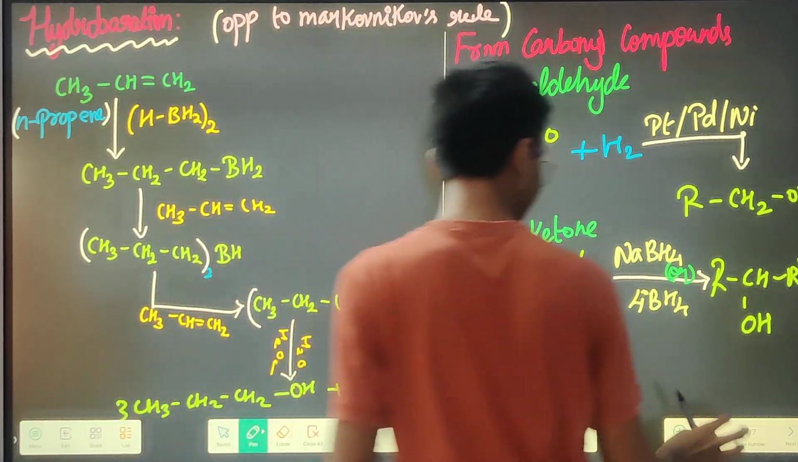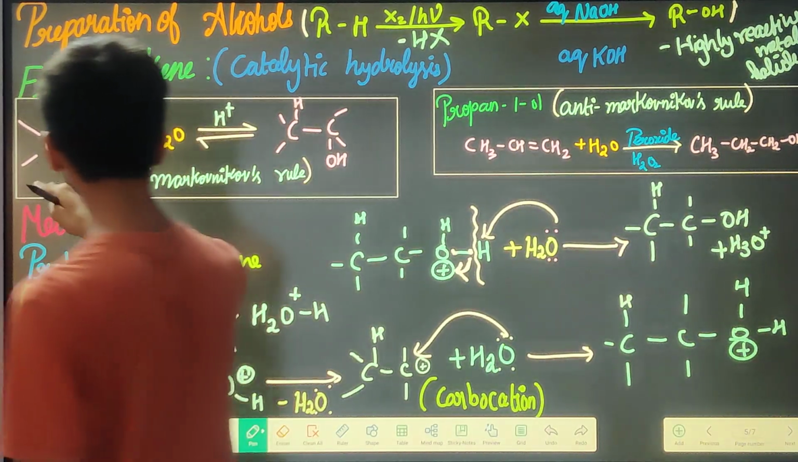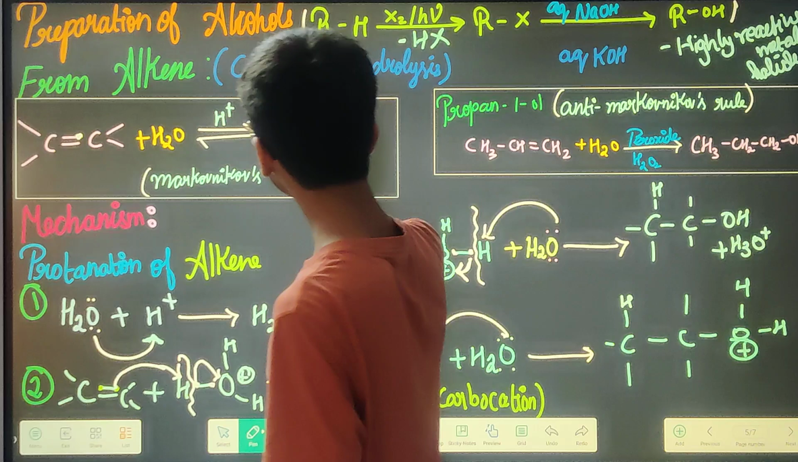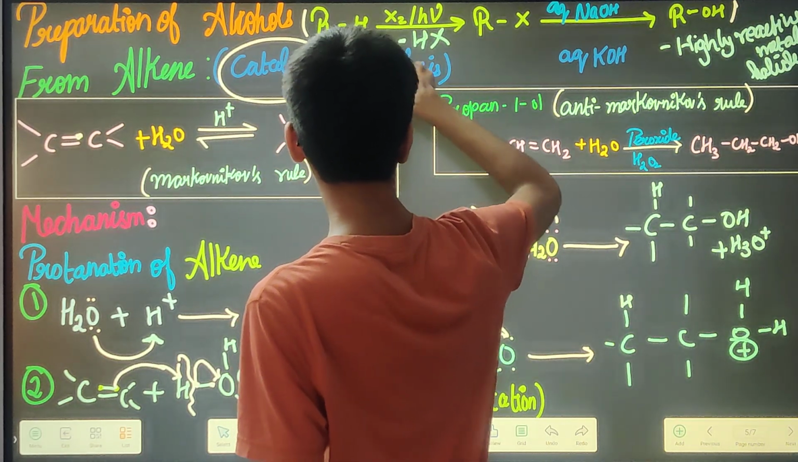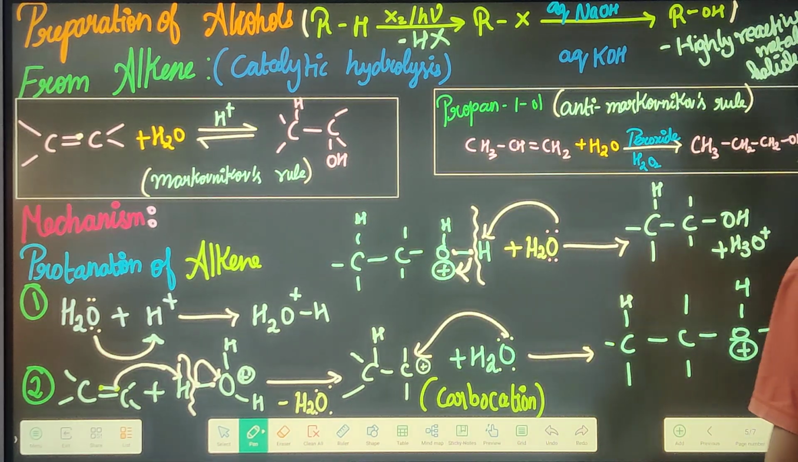So this preparation of alcohol from alkene is known as catalytic hydrolysis, because in the presence of a catalyst, which is an acid, you are actually hydrolyzing it, which is the addition of water to that particular compound, which is your alkene.